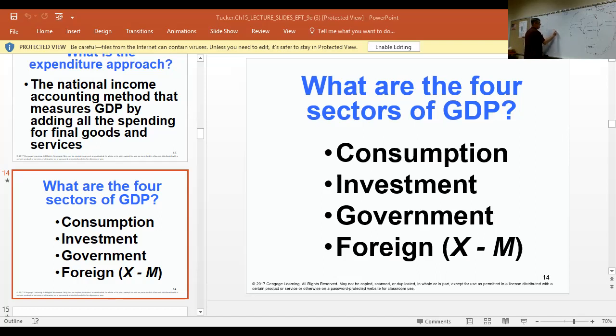We have quantity of loanable funds. LF is loanable funds. And up here, we have the interest rate. The interest rate is the price that you pay to borrow money.